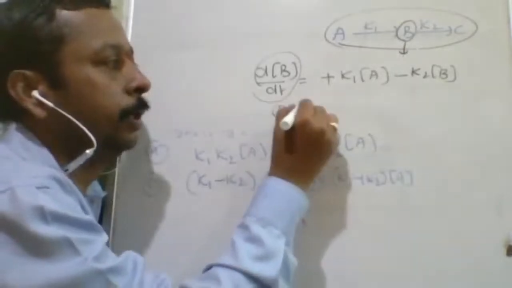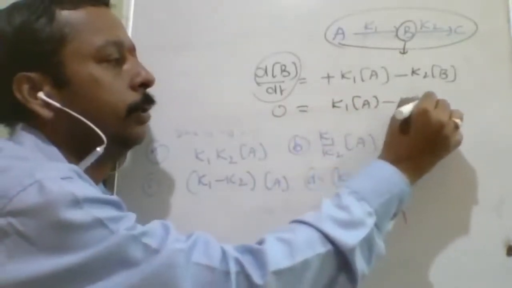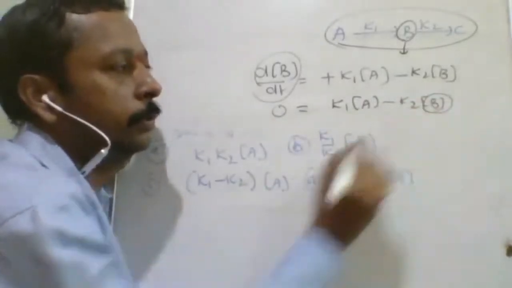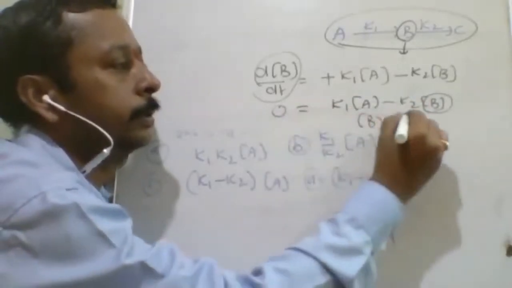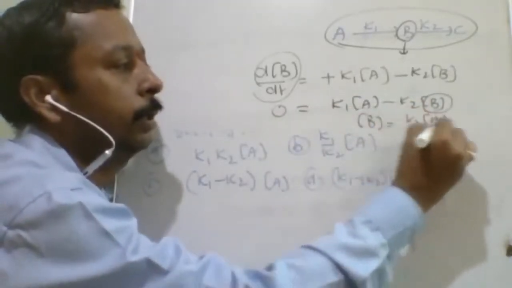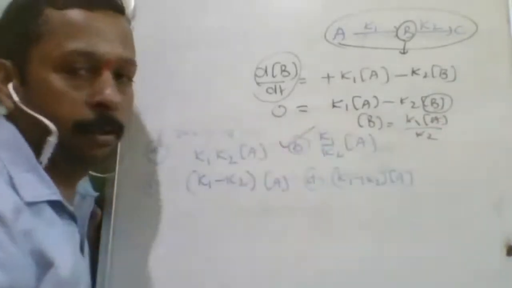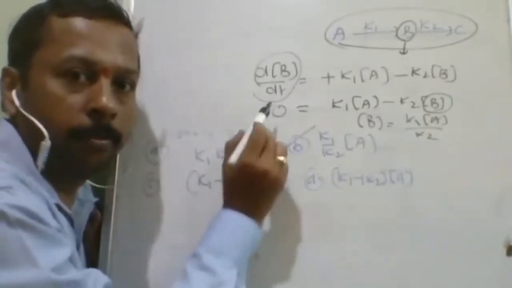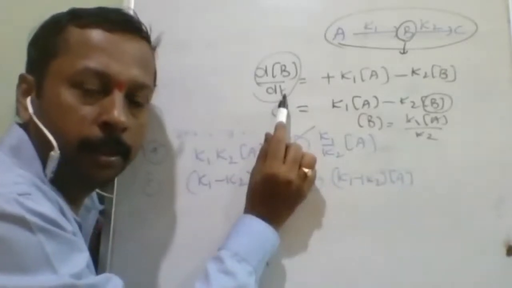As dB by dt is given as 0, I substitute it as 0. So K1 into A minus K2 into B equals 0. Now he is asking about the concentration of B. If I take this to the other side, concentration of B is K1 into A by K2. So what is the correct answer? B is the correct answer. Is it understood? Here the question wording is given, and I have converted that wording into the equation.